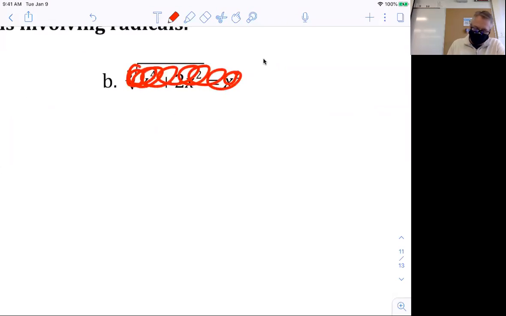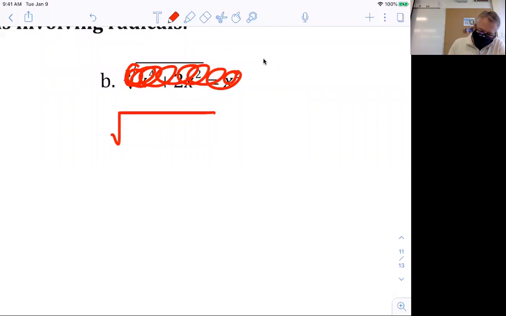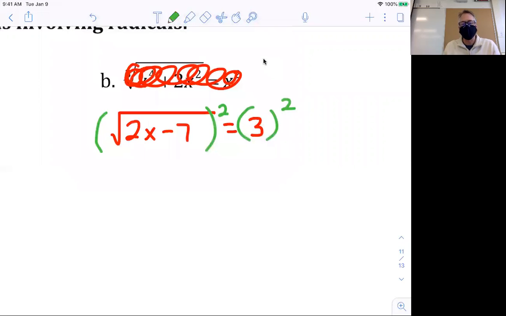Let's say we had the radical equation of the square root of 2x minus 7 is equal to 3. It's a radical equation because it has a radical in it and because it's an equation. So what we want to do first is we want to get rid of the square root. So we do the inverse operation. The inverse of taking the square root is squaring. Well, what we do to one side, we have to, of course, do to the other side. So I'm going to square both sides.